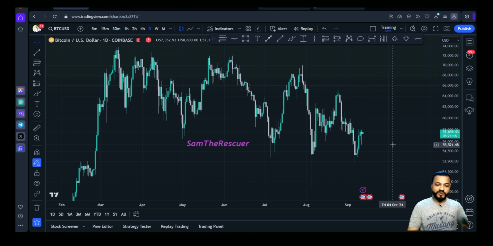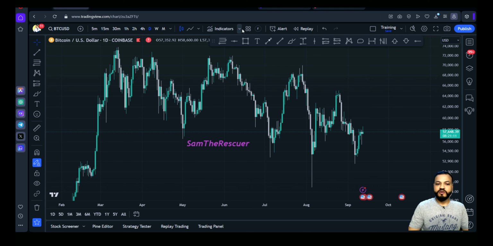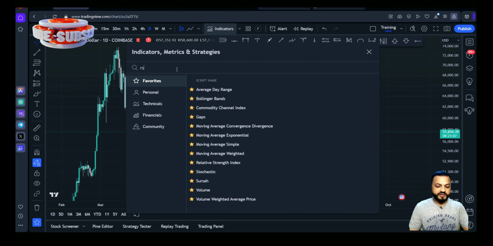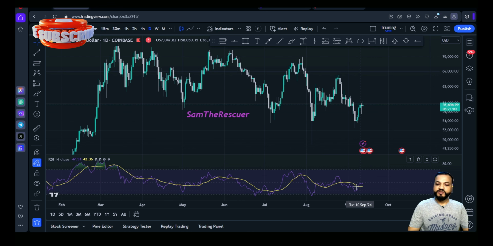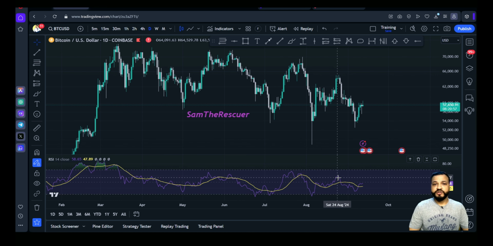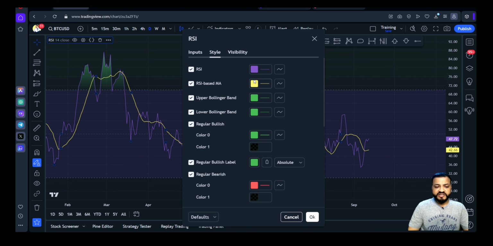So let's begin with the RSI. So here is the indicator. When you go to the indicator, all you have to do is type RSI, and that's it. This is already marked as my favorite, so you just click RSI and there you go. All you have to do is set it up according to your needs, like your color preferences. The style, you can just change it if you want.